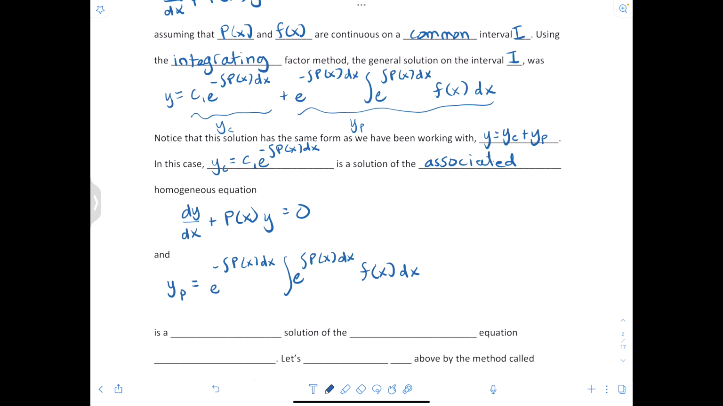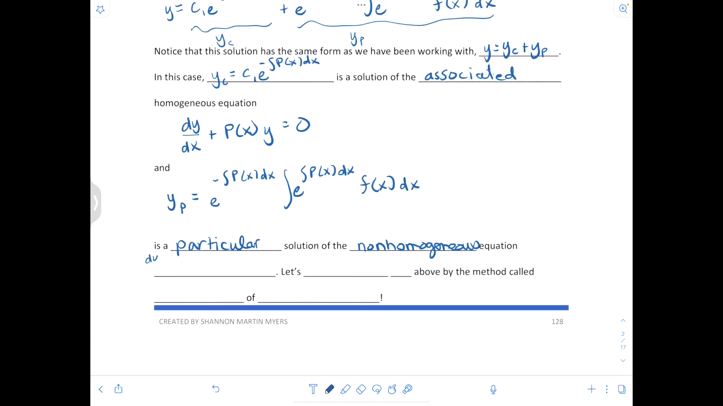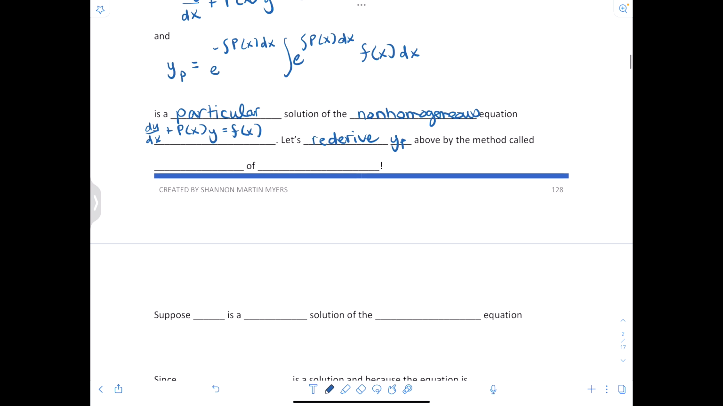Now this is a particular solution of the non-homogeneous equation dy/dx plus p(x) times y is equal to f(x). So let's rederive yp above by the method called variation of parameters.